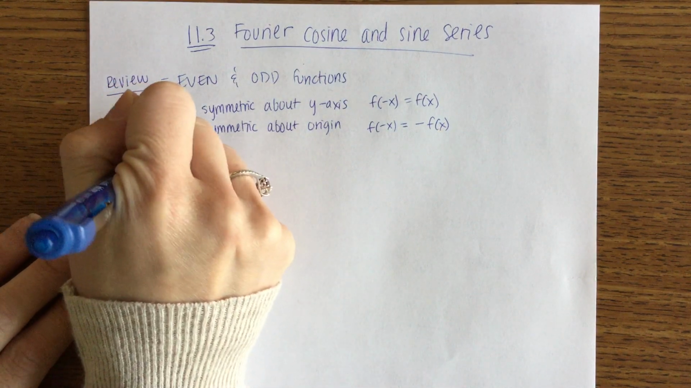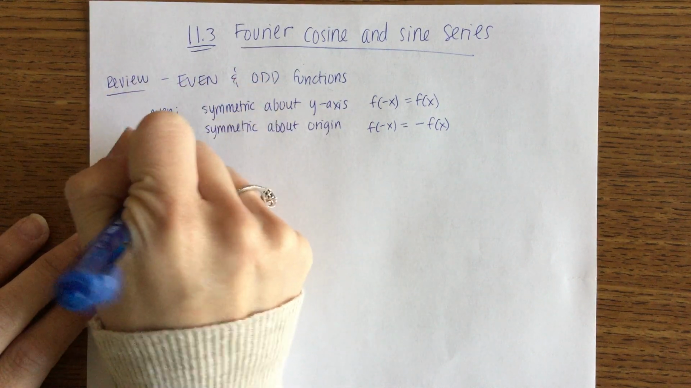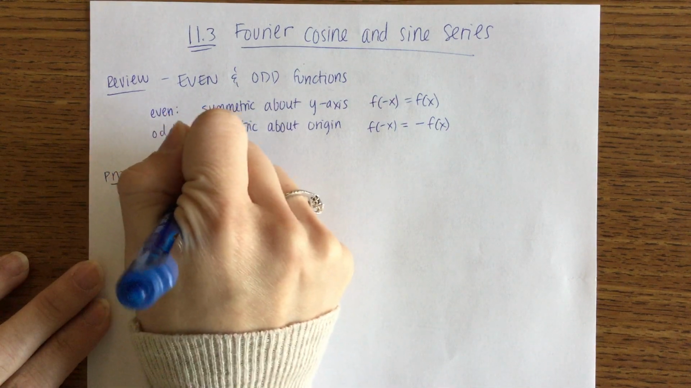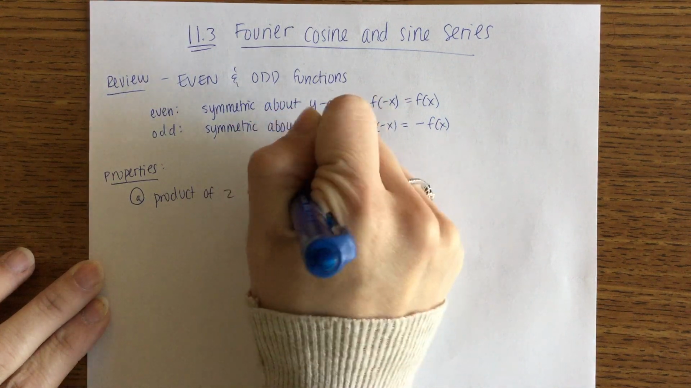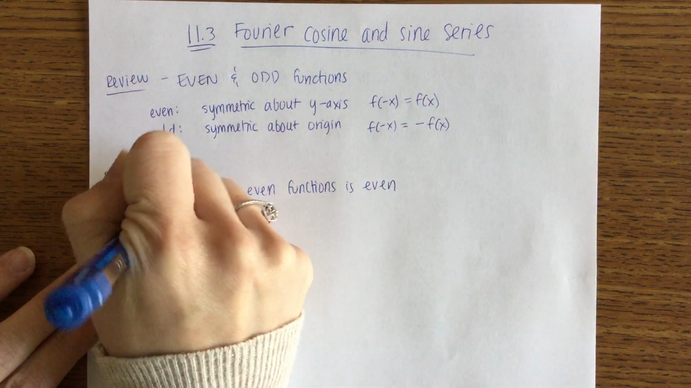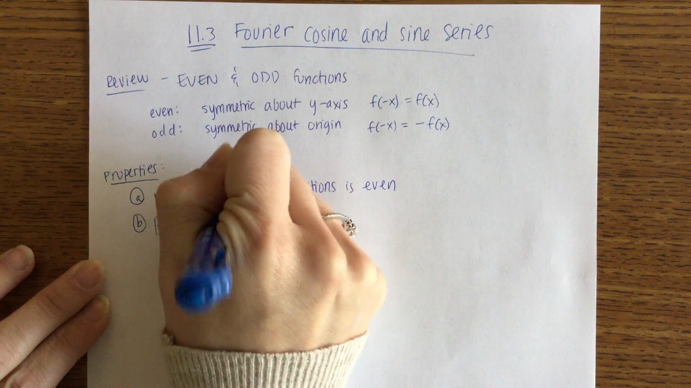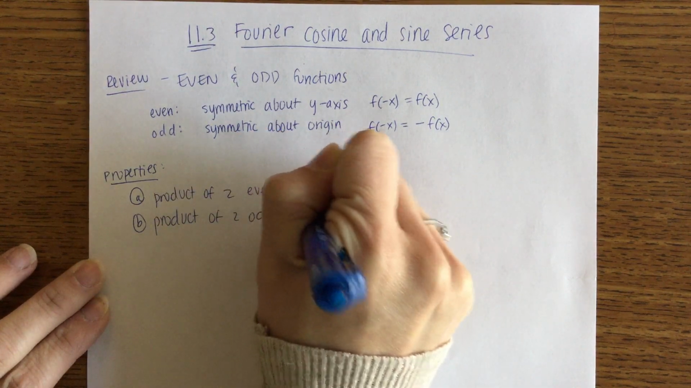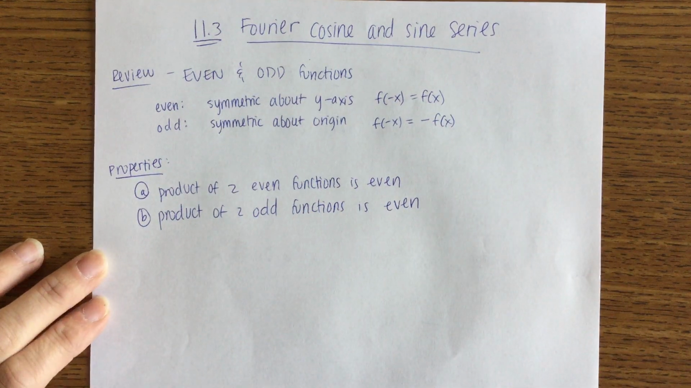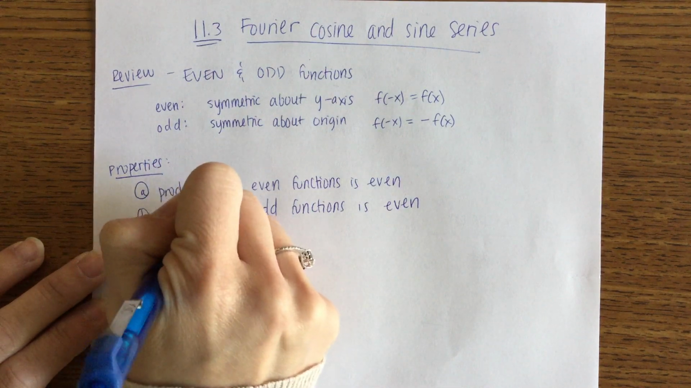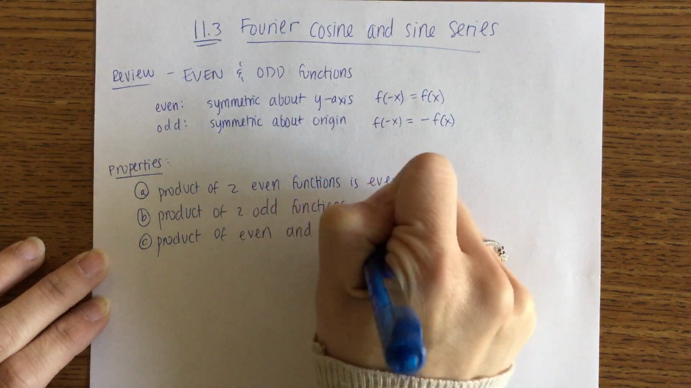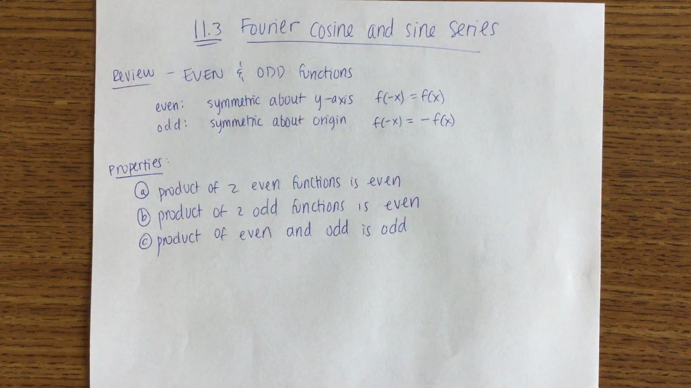Okay, a few properties that you need to know or remember. Product of two even functions is even. Product of two odd functions is also even. Product of even and odd functions is going to be odd. So these should be pretty intuitive.